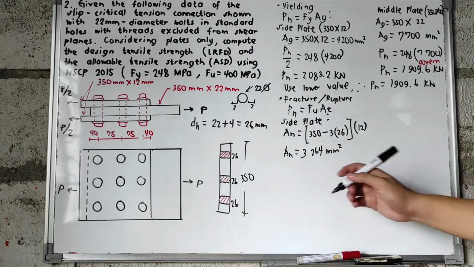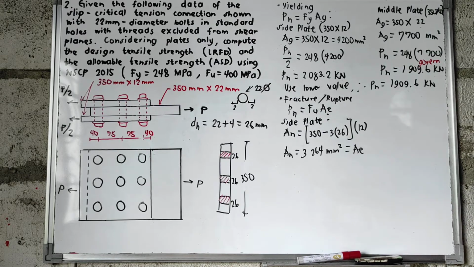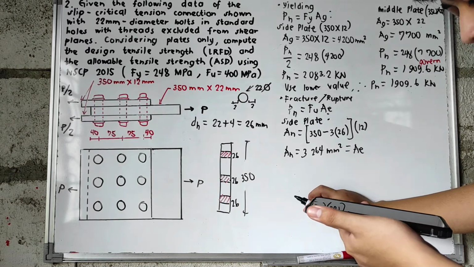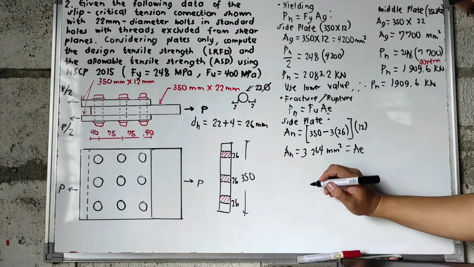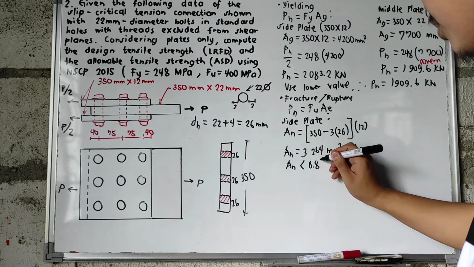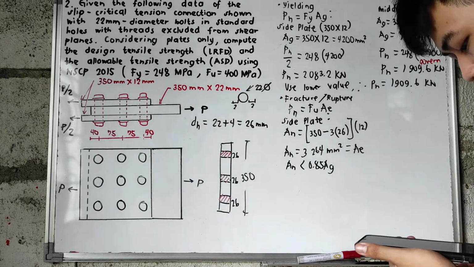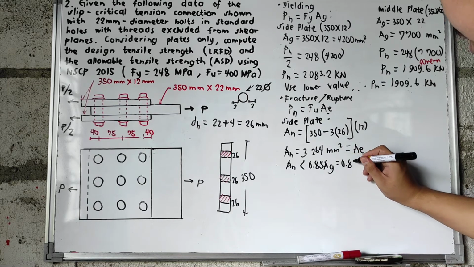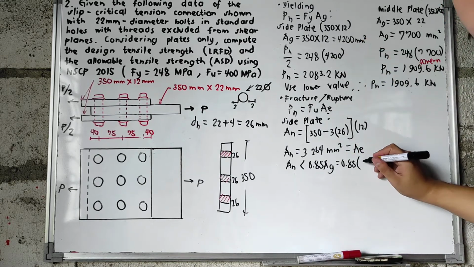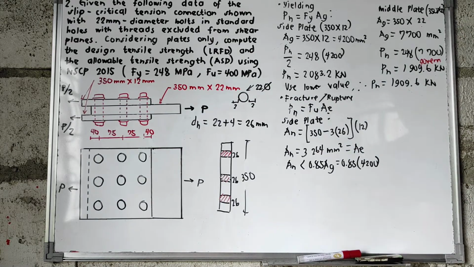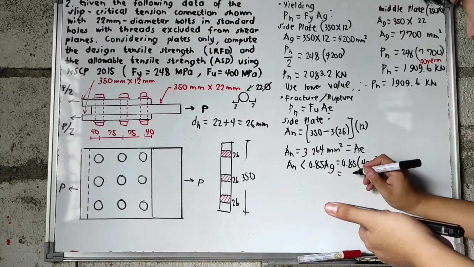So, for this one, let us assume for simplicity na yung A sub n natin is equal to A sub e. Sabihin natin na yung value ng reduction factor natin is equal to 1.0. So, assume lang natin. So, siyempre, yung A sub n natin must be less than the value of your 0.85 Ag. So, yung value ng 0.85 Ag is equal to 0.85 times yung Ag na nakuha natin, which is 4,200, which is equal to 3,570.